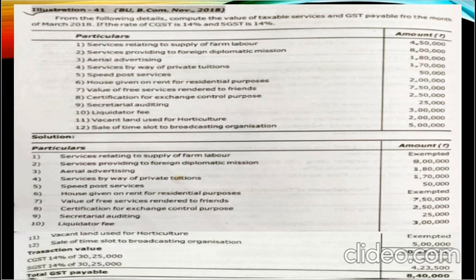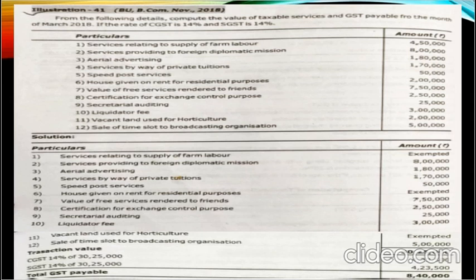So next is services provided to foreign diplomatic mission. It is for business purpose, so we will take it into consideration to find the transaction value, which is 8 lakh. Then aerial advertising is also for business purpose, so 1,80,000 will be considered. Then services by way of private tuitions are also a kind of business service, so 1,70,000 will be considered. Speed post services will also be considered, which is 50,000. Then house given on rent for residential purpose, 2 lakh, will be exempted.